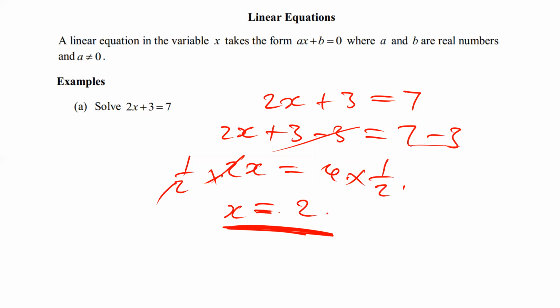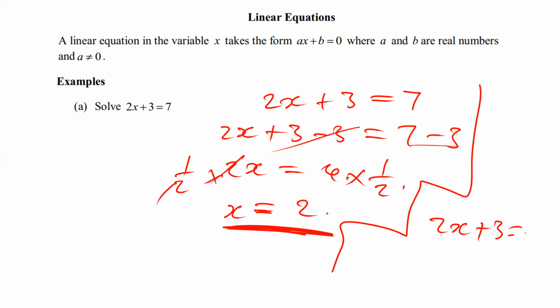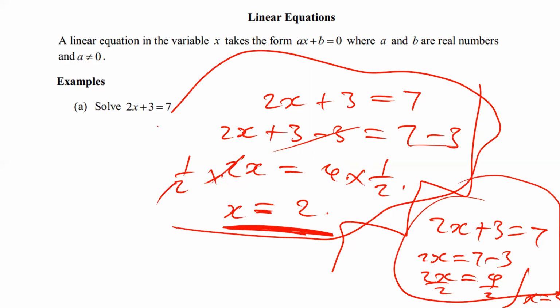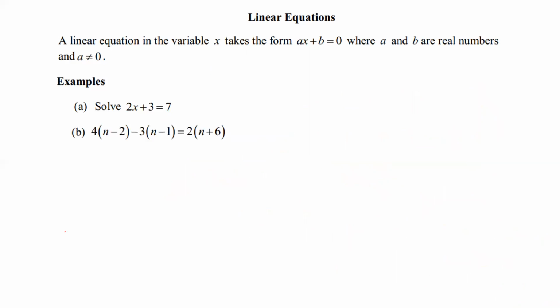So whether you use these normal steps or you just follow the way you like solving questions, you will still be given full marks. So you just say 2x plus 3 is equal to 7. Then you say 2x is equal to 7 minus 3. 2x is equal to 4, divided by 2, and x is equal to what? 2. So whether you follow this short procedure or this normal procedure, you will still be given the same marks. I'm trying to use these steps because we have learned them and you need to apply them.